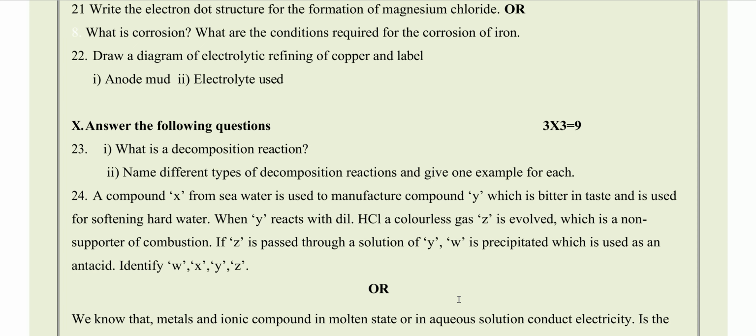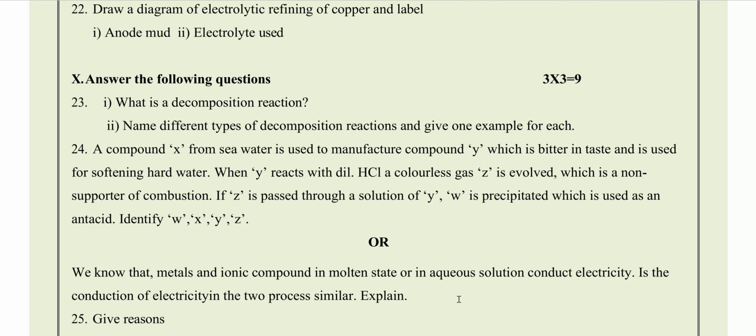Question number 23. What is decomposition reaction? Next, name the different types of decomposition reactions and give one example for each. Next, a compound X from seawater is used to manufacture compound Y. See, interesting question. We have one X compound which is obtained from seawater, and now this X we are using to manufacture a compound Y, which is bitter in taste. Now they are telling the properties of that product.